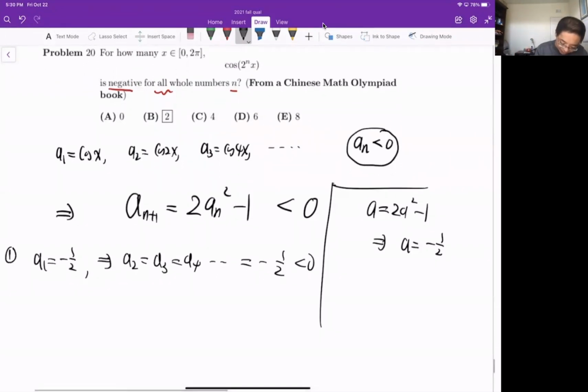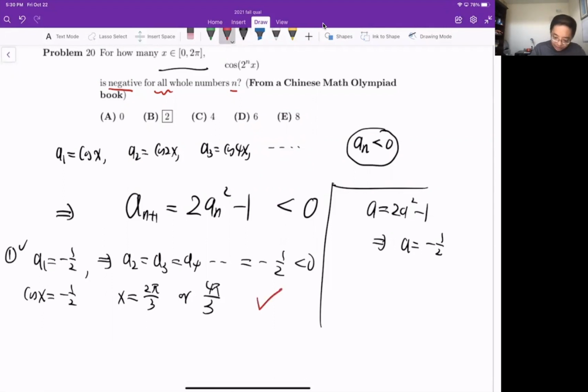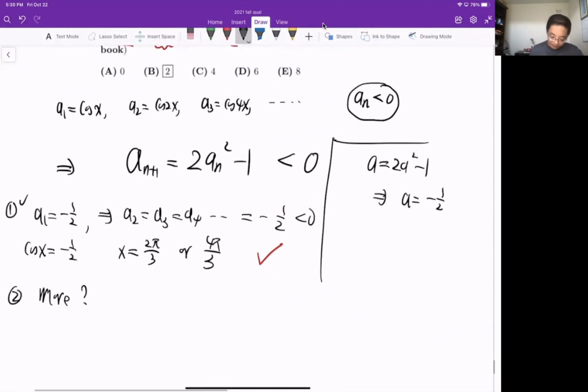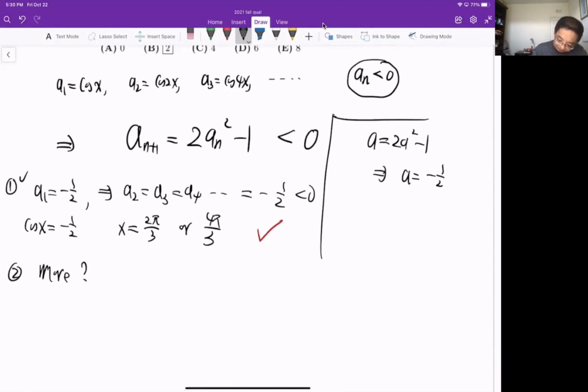Okay, so that's one case. We say, all right, if a1 is negative 1/2, that means cosine x equals negative 1/2. We have two choices: either x is 2 pi over 3, or it's 4 pi over 3, right? Within 0 to 2 pi. All right, so at least we have two of them, right? And the question is, do we have more? Besides x equals 2 pi over 3 and 4 pi over 3, this is special, right? Everything is negative 1/2. Do we have more? All right. Okay, so let's see.